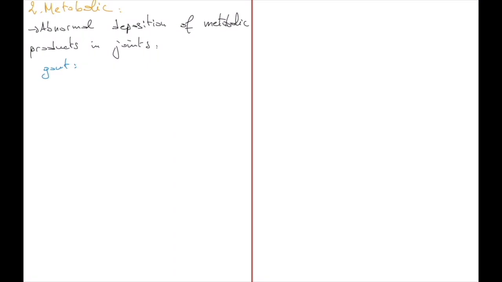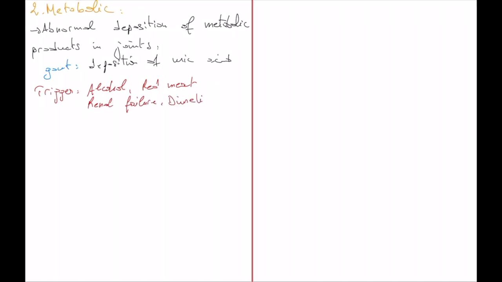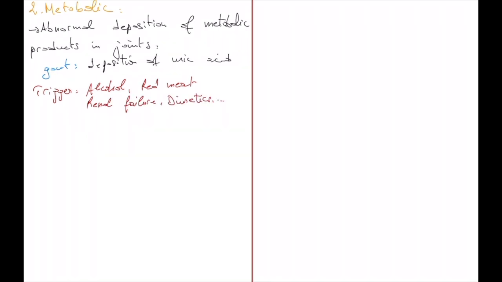Now, moving on to metabolic arthritis, another common source of joint pain due to the abnormal deposit of metabolic products in the joint. The two most significant conditions are gout and pseudogout. We're going to focus now on gout, which is due to a deposition of uric acid crystals in the joint, triggered by alcohol, red meat because it's rich in purine, renal failure due to a decrease in the excretion of uric acid, and diuretics, especially thiazide diuretics and loop diuretics.